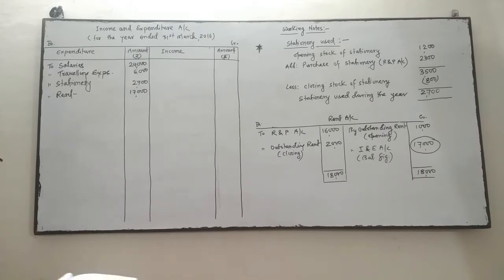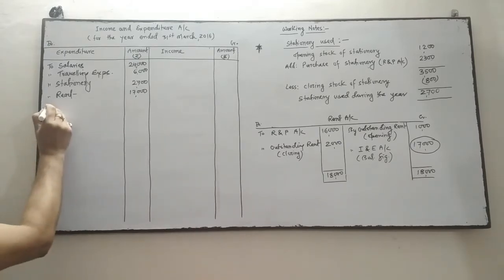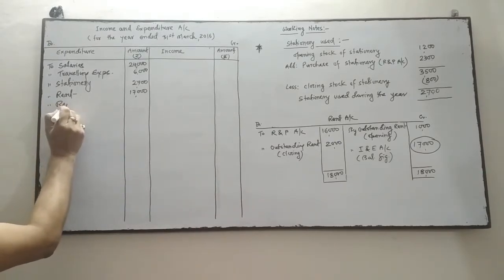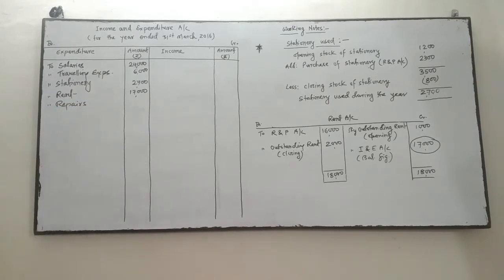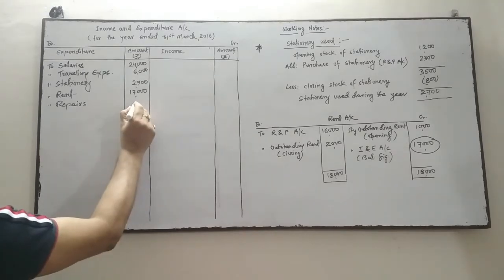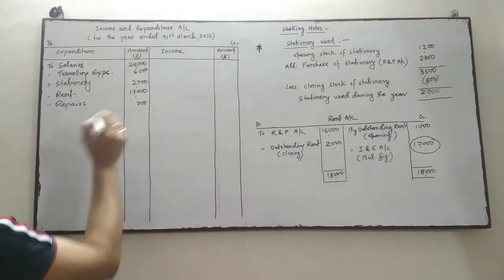Next item is repairs. No additional information is given regarding the repairs, so write this amount in the outer column.